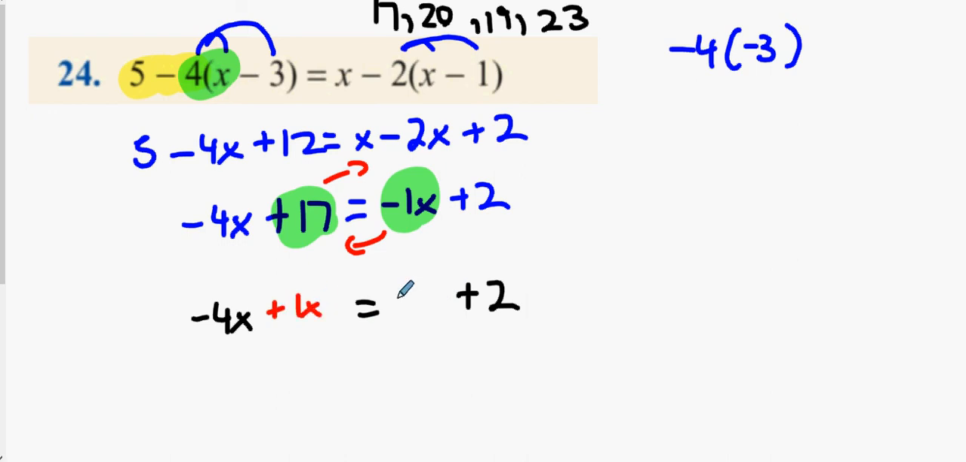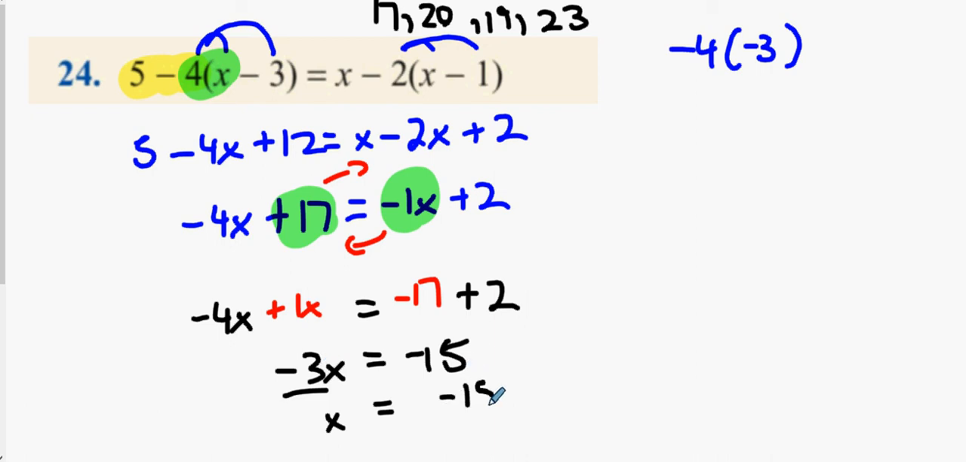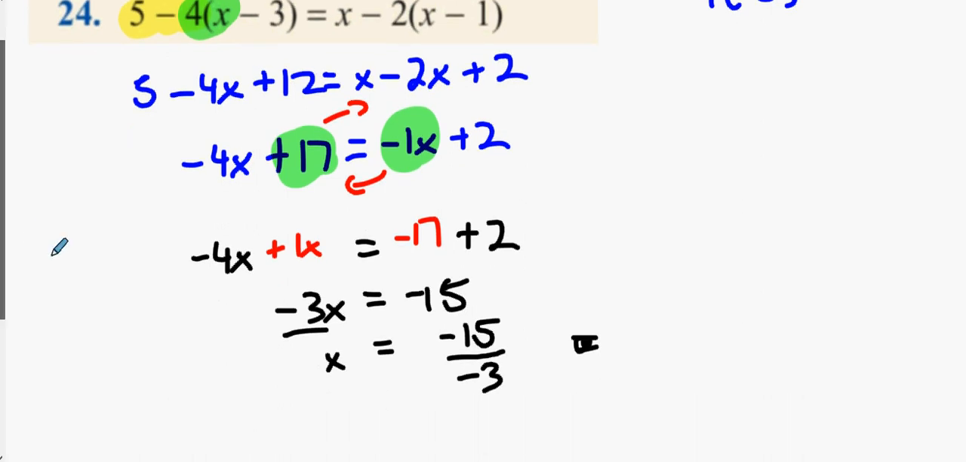Excellent. What's minus 4x plus 1x? And what's minus 17 plus 2? Yeah. And you're multiplying by minus 3 on the left. So what does it do on the right? It says divide by minus 3. What do you get? That's 5. And your x answer is 5. Is that right with you guys? Who got that one out? All right. All right, guys.